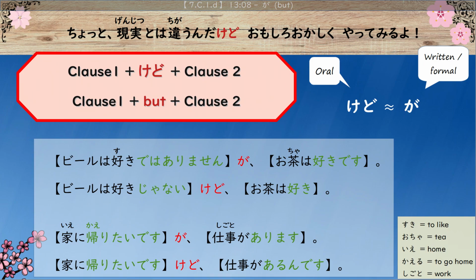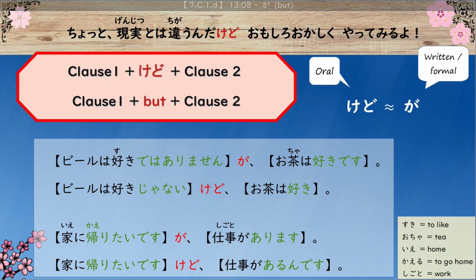Then you can have the casual way of saying this. ビールは好きじゃないけど、お茶は好き. So casual plus oral. So I don't like beer, but I like tea. Same thing, but without the politeness and it's spoken language.